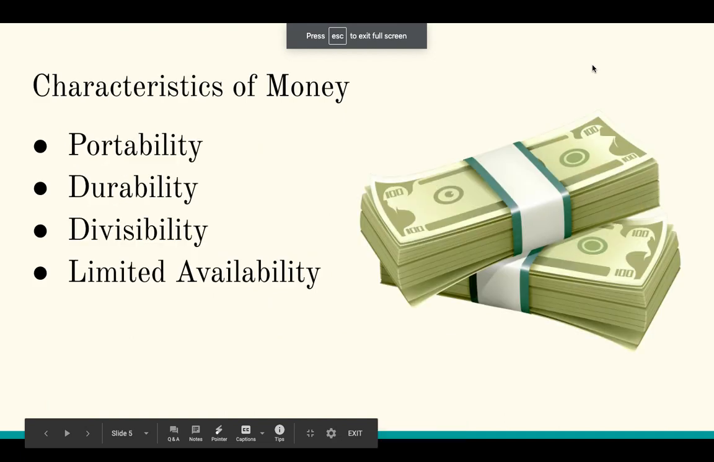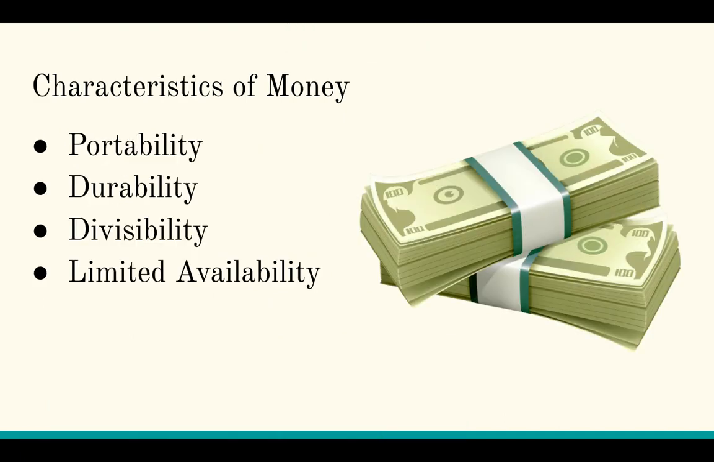Next, we're going to look at 4 characteristics of money. So the first is portability. First and foremost, money must be portable or easily transferred from one person to another to make the exchange of money for products easier. Next is durability. Money must also be reasonably durable so that it lasts when it's handled and does not deteriorate when being held as a store of value.